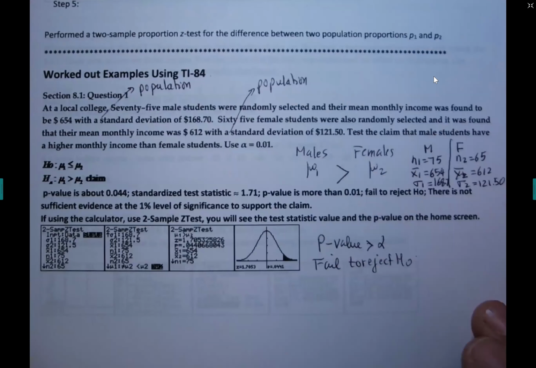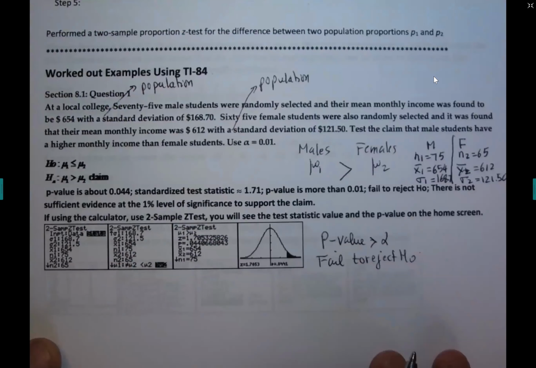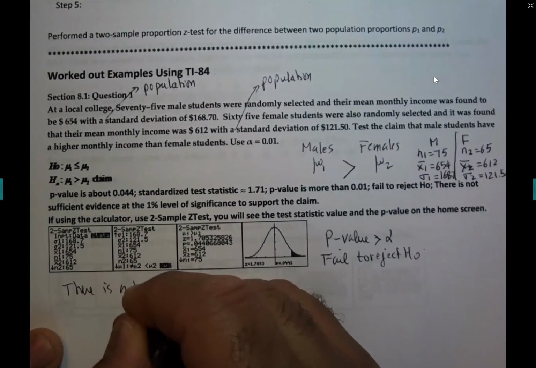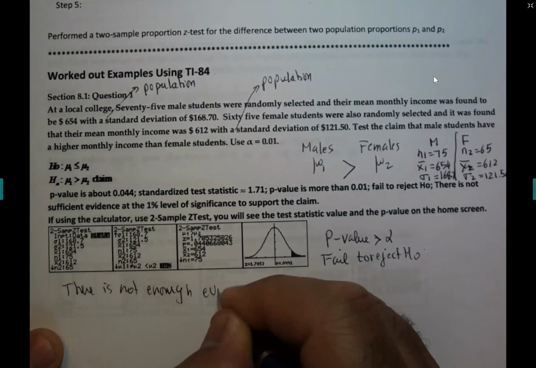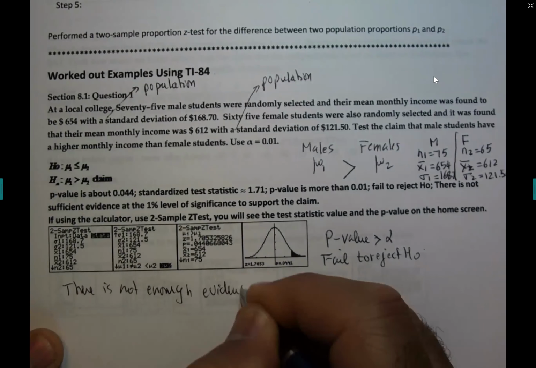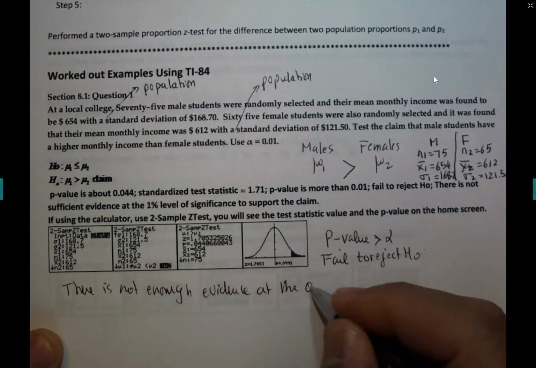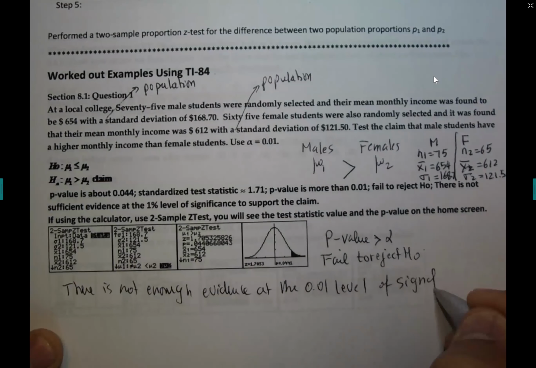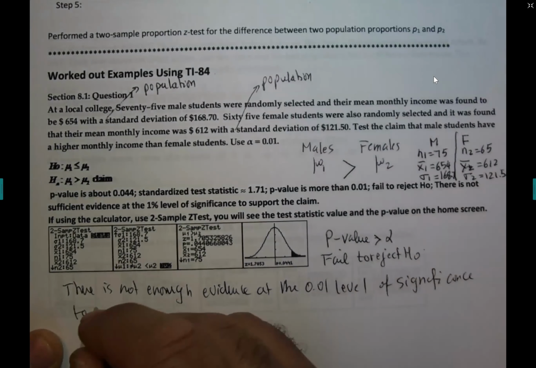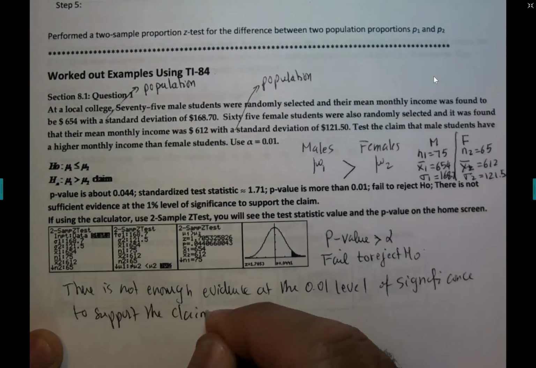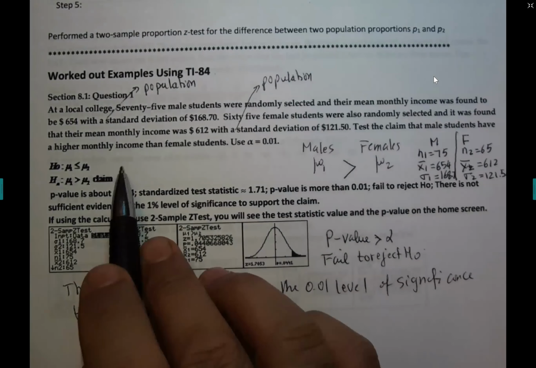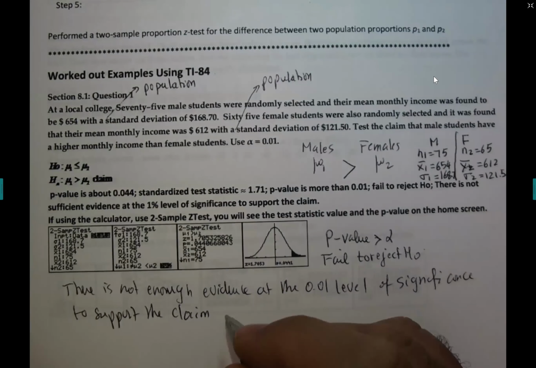So there is not enough evidence at the 0.01 level of significance to support the claim. Now, what is the claim here? That male students have higher monthly income than female students. We cannot say that this is true. We cannot support this claim.